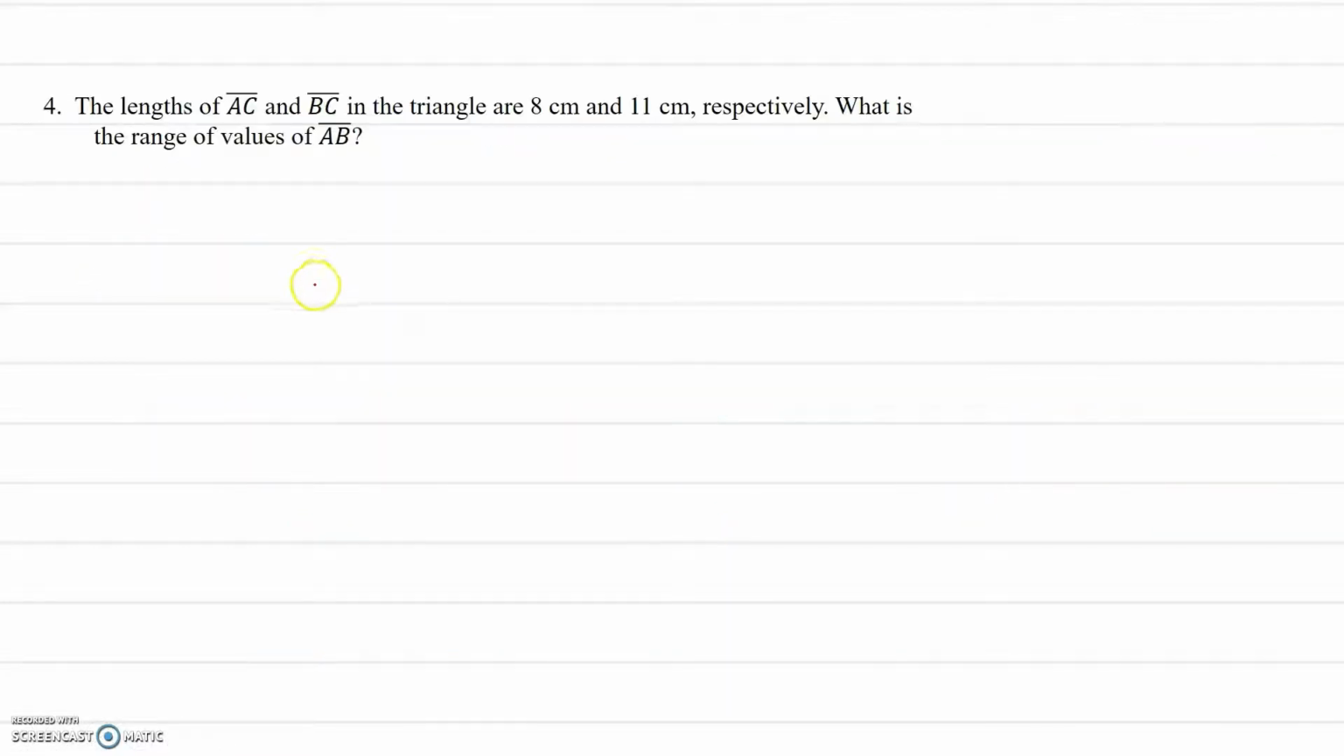Now let's have our fourth example. The lengths of side AC and side BC in a triangle are 8 centimeters and 11 centimeters respectively. What is the range of values of side AB? So let's try to illustrate our triangle.